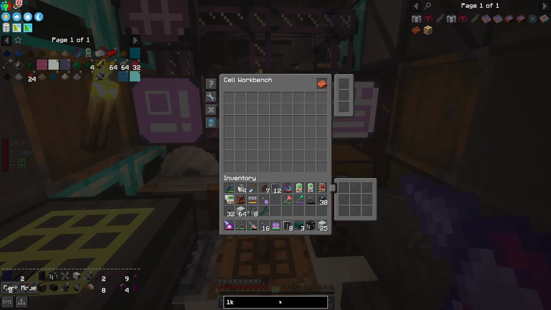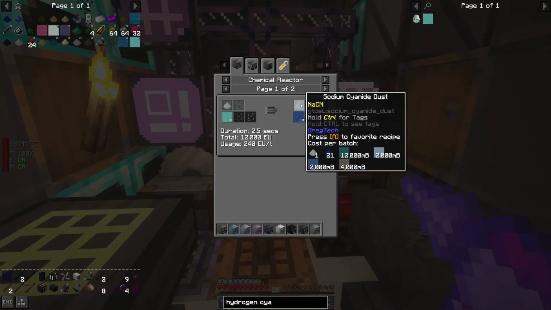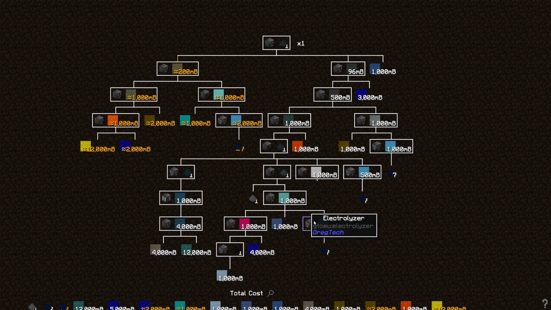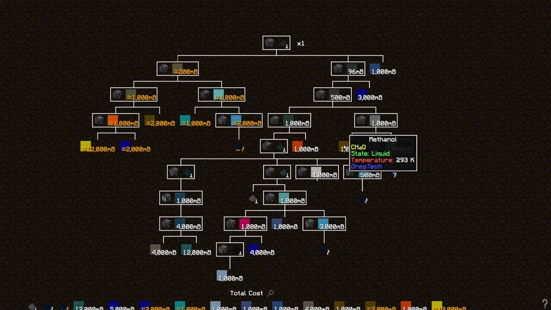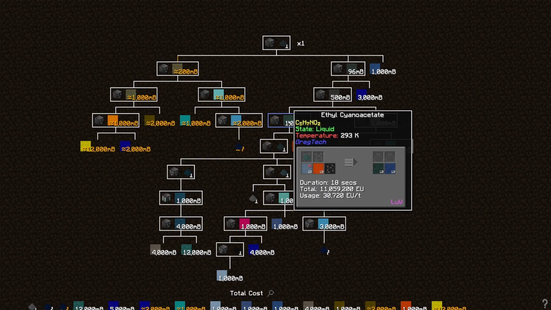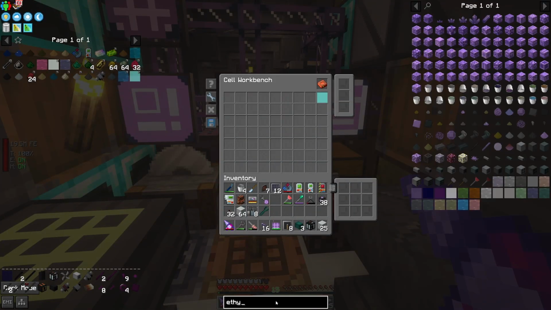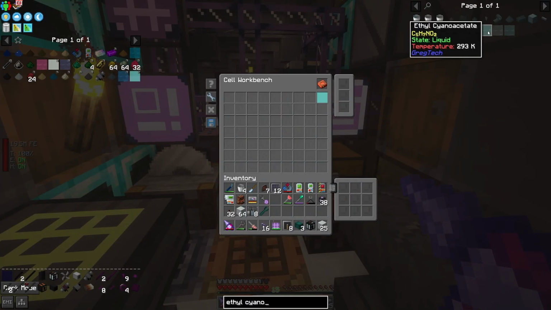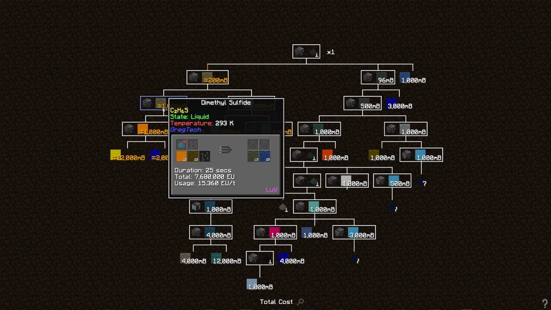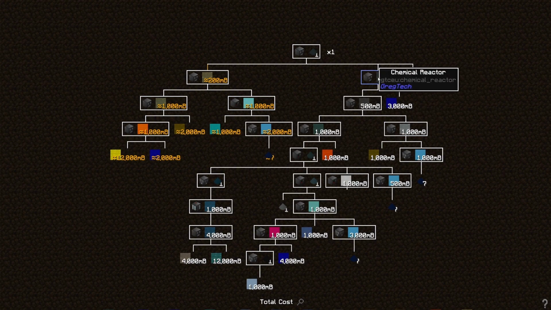Okay, so a boop. Hydrogen cyanide. While we're dealing with this, what does this turn into? Nothing. Okay. Is there any other fluid that I can parse into here? Methanol, ethanol, ethyl cyanoacetate, ethyl cyanoacetate. Okay. Dimethyl sulfide, nitrogen dioxide.